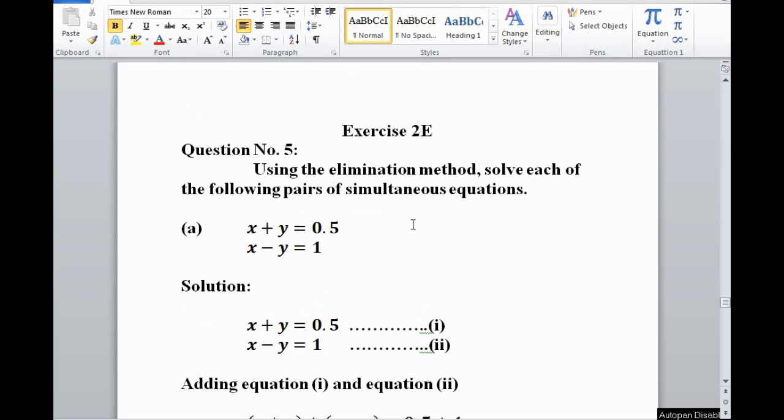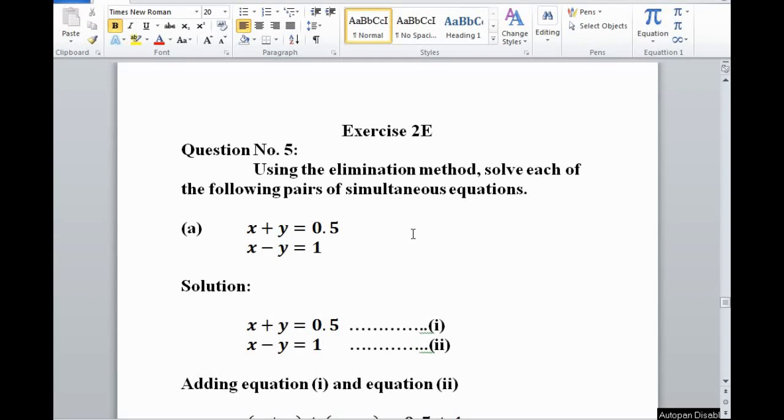New Syllabus Mathematics Book 2, Exercise 2E. Question number 5 from this exercise. Using the elimination method, solve each of the following pairs of simultaneous equations.